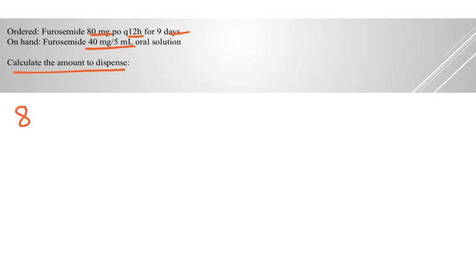So he's getting 80 milligrams. You technically could do the dosage problem here, but I wait till the end. He's getting 80 milligrams per dose, and he is getting Q12H, which is 2 doses per day.